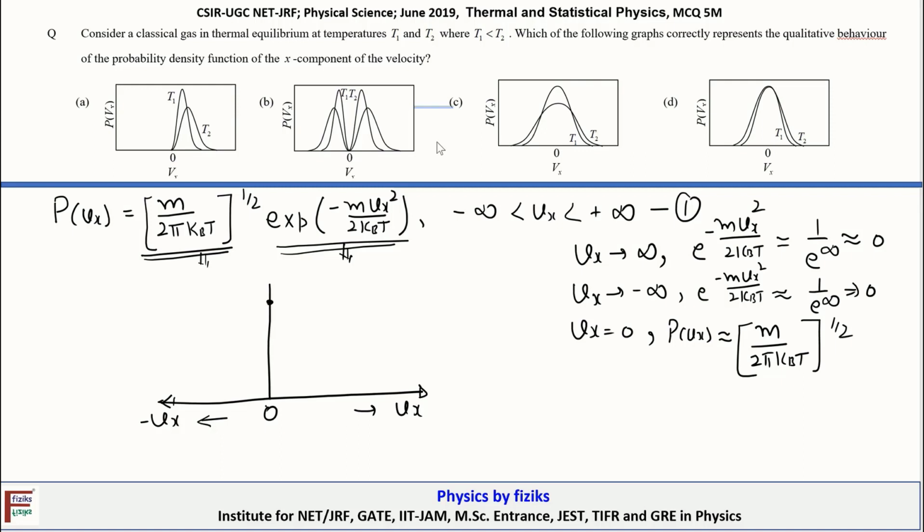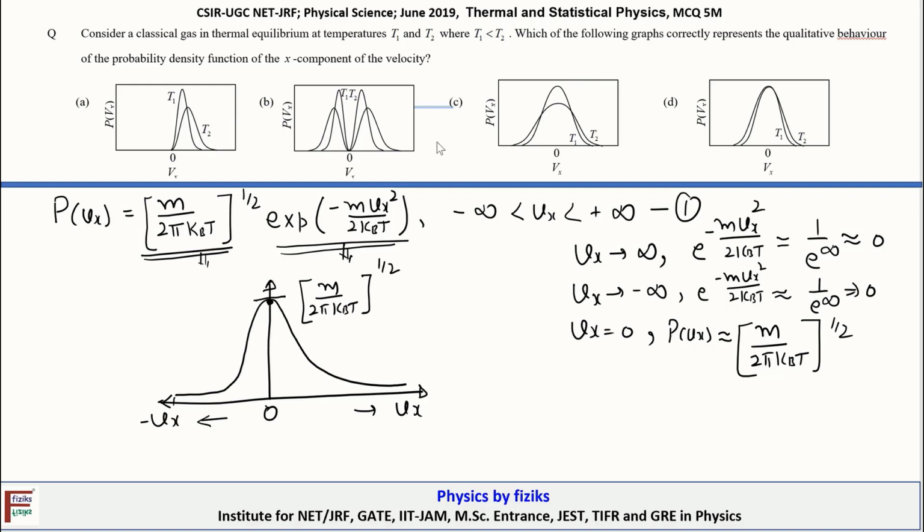Now when Vx approaches a very large value along the positive direction, this function will behave like this. Similarly, it will behave like this in the negative direction. Another important point that we should note here: when we have Vx as a positive or negative value, Vx square will turn out to be a positive number, so this graph will be symmetrical with respect to Vx equal to 0. Okay, so this maximum value is equal to (m upon 2 pi kBT) power 1 by 2, so this is temperature dependent.